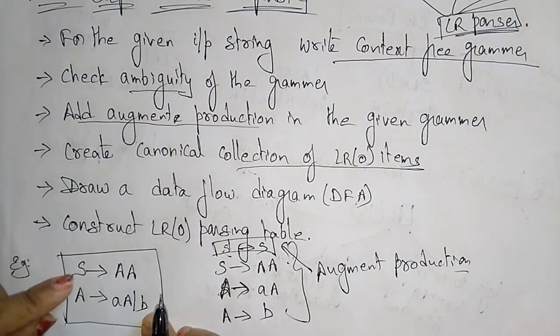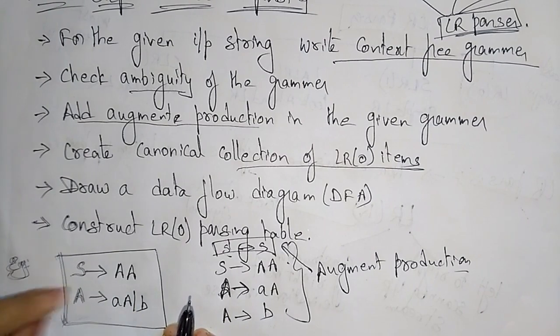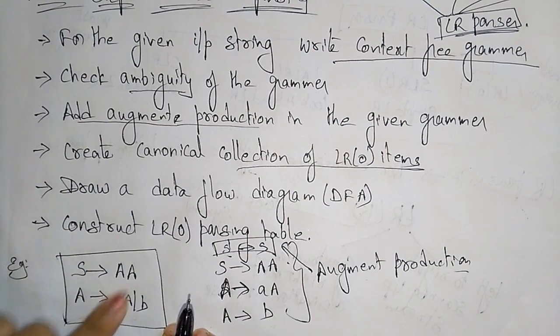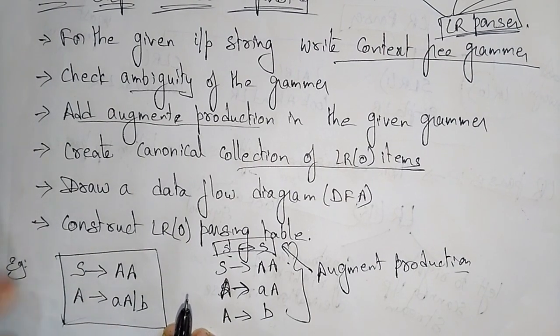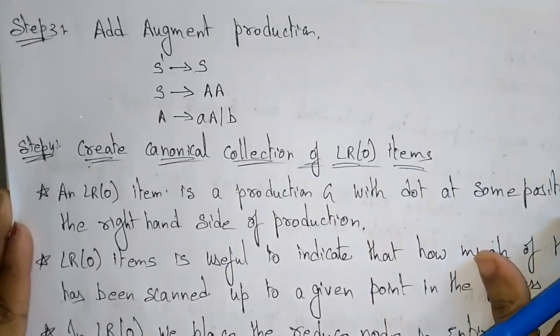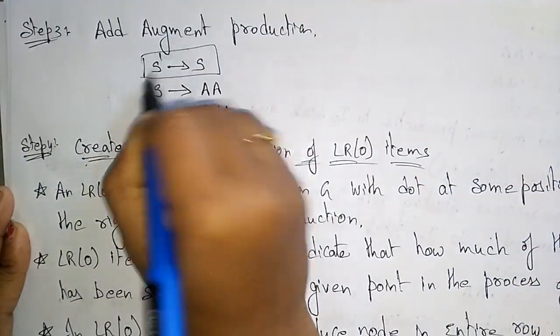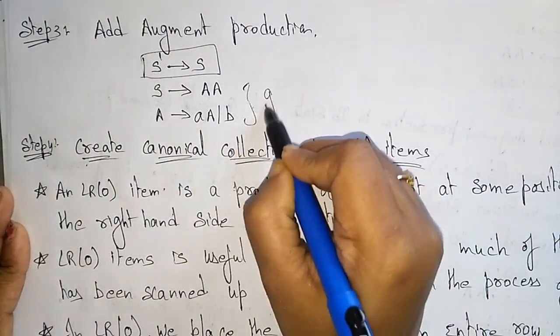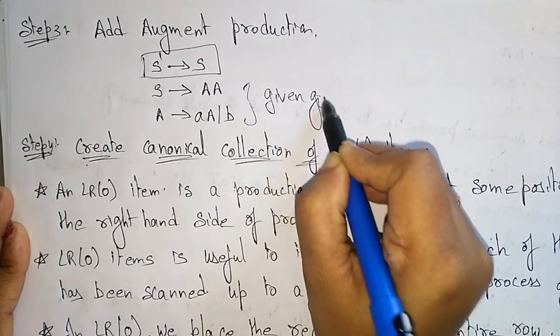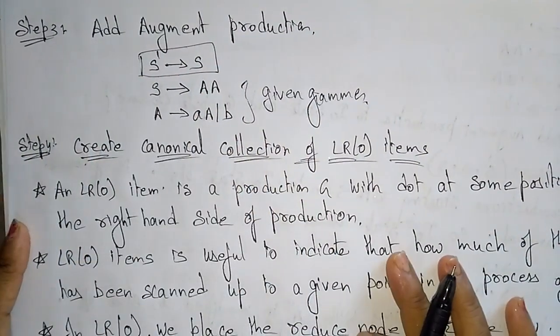Let's take this example to construct the LR0 parsing. This is the given grammar: S produces AA, and A produces aA or b. This is a context-free grammar and there is no ambiguity. Now the third step is to add the augmented production. Here I added the augmented production, the extra production, to the given grammar.